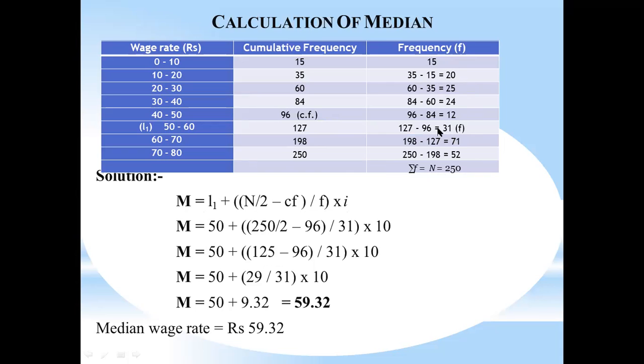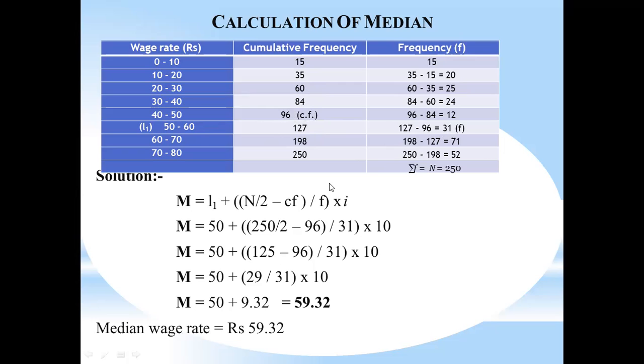Once you get 125, you have to see in which particular frequency it falls. Now you have to see the cumulative frequency, but not the frequency. So 250 by 2, you're going to get 125. So 125 will not be in 84. It will be in 127, because 127 is greater than 125. So you have to take the previous one. So 96 will be your preceding cumulative frequency, and 127 corresponding to that will be your class interval.